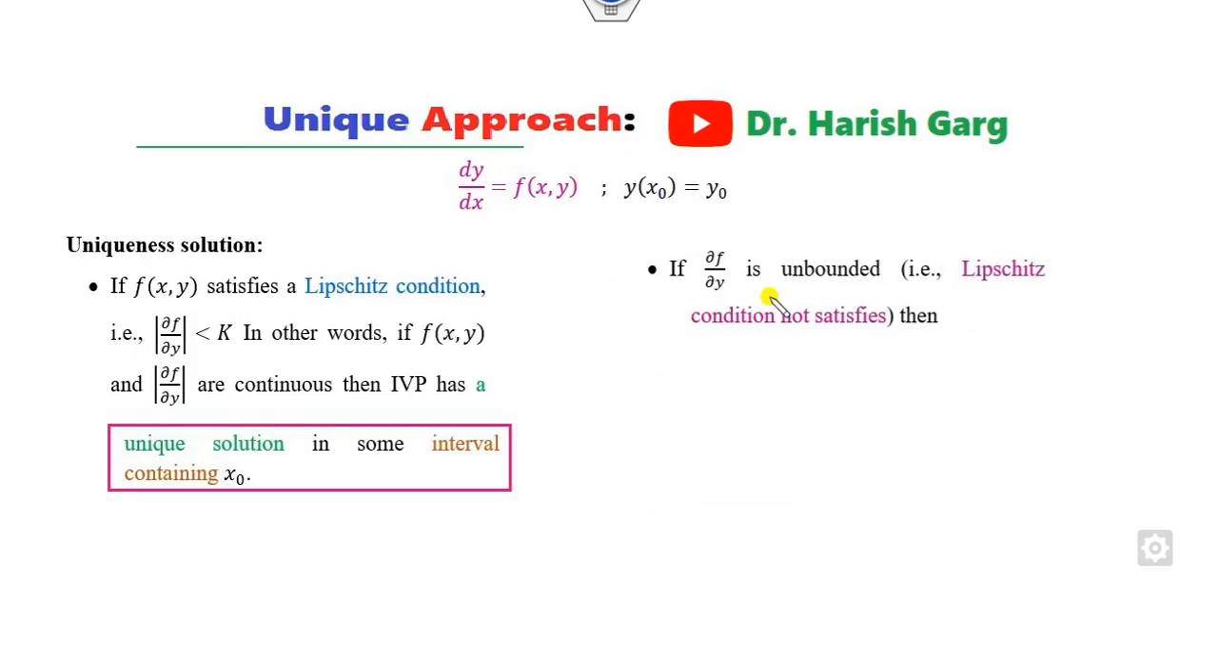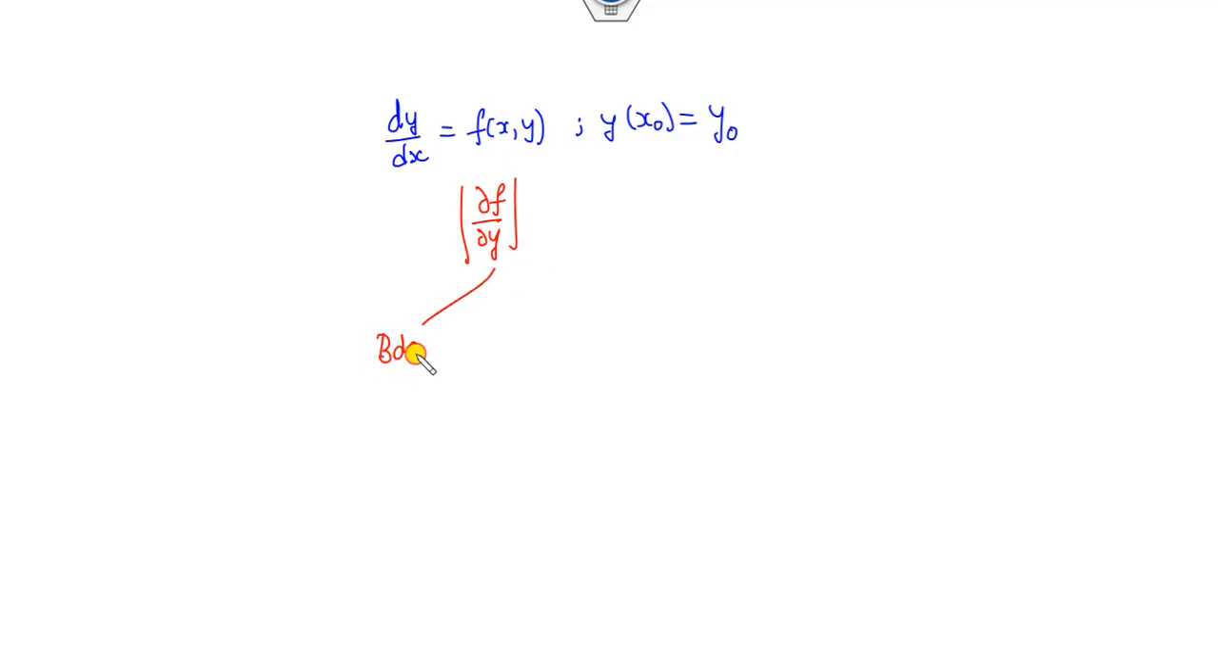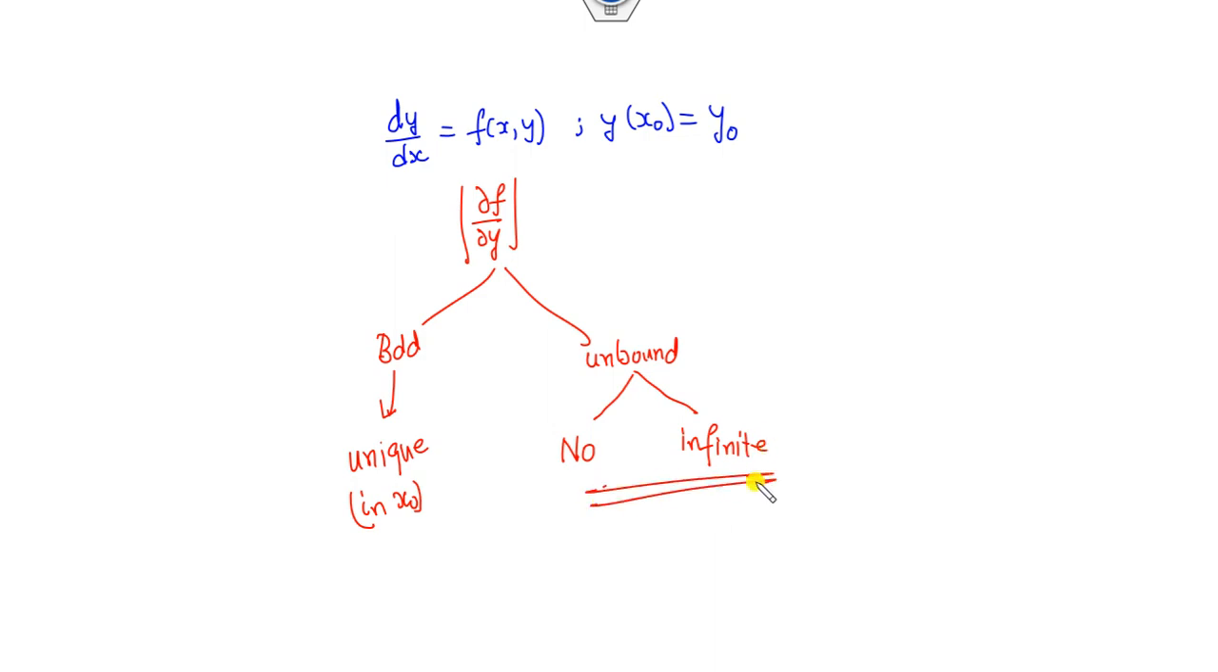On the other hand, if you prove that del f by del y is unbounded, then you have either no solution or infinitely many solutions. So what is the simplest way you can think about that? If you have a first order differential equation like this and the initial condition is given by this, then you always check about this case. If you prove that it is bounded or unbounded, there are two cases. If it is bounded, then it always gives you a unique solution in the neighborhood of x naught. If you have an unbounded case, then you have two cases: either no solution or infinitely many solutions. So that's the simplest way you can remember the initial value problem.